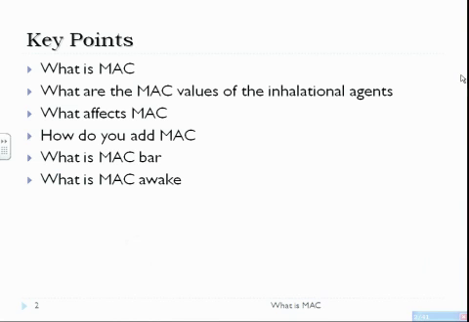So the key points we're going to talk about is what exactly is MAC. Then we'll go over what are the MAC values for inhalational agents. Then we'll talk about what are the things that affect MAC and how do you add MAC. What's called MAC bar and what's MAC awake. We're going to talk about all these things, because you'll hear it in clinical and you go like, what are they talking about?